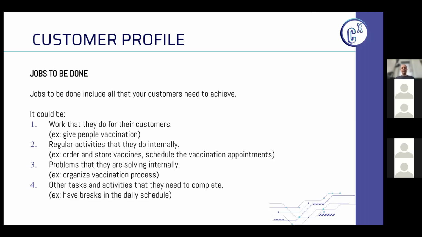Those are also regular activities that they do internally. So not only the end goal, such as give people vaccination, but rather ordering and storing vaccines or scheduling the vaccination appointments. The jobs to be done are also problems that they are solving internally. For example, organizing the process of vaccination, handling the amount of people that want to get a vaccine, and so on. And of course, any other tasks and activities that they need to complete.